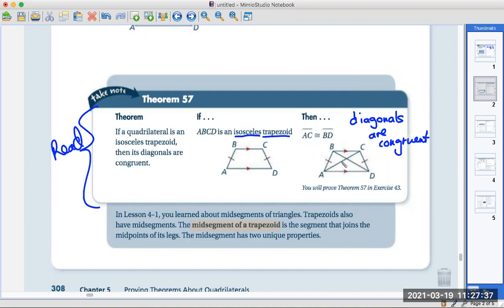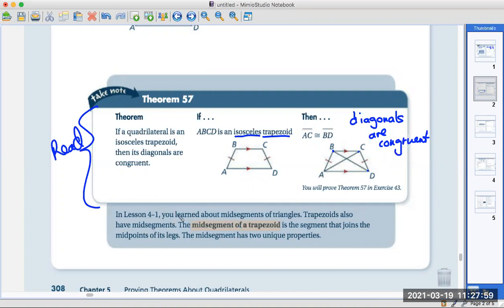It doesn't say anything about that they're bisecting each other or cutting each other in half, or they're bisecting any angles, or that they're perpendicular. All it's saying is that the length from here to here is the same as the length from here to here. That's all this is saying.